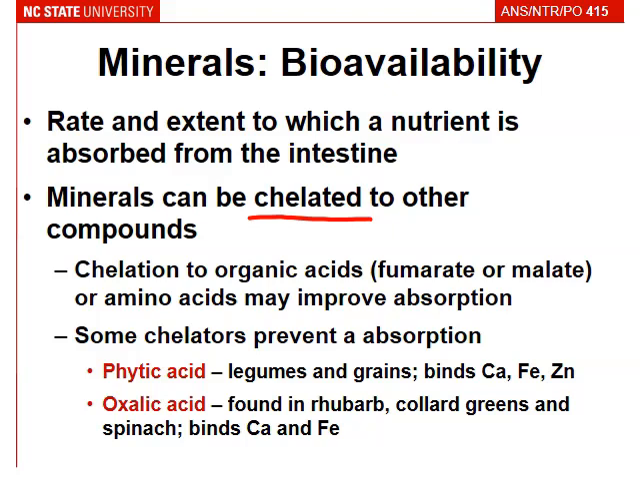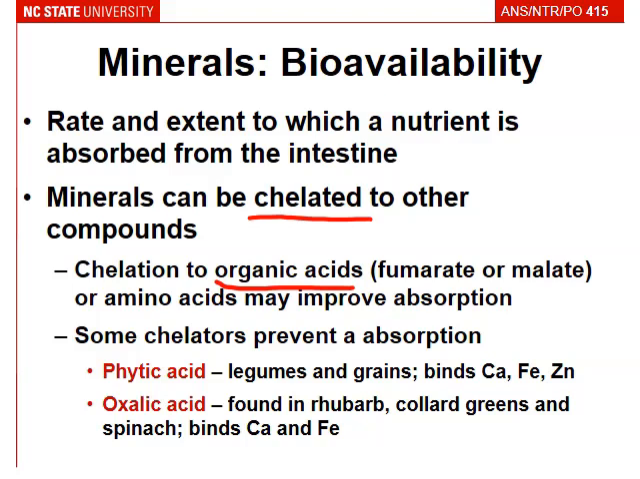And some chelators, such as our organic acids, specifically fumarate or malate, or amino acids, actually improve the absorption of the mineral. So, for instance, to improve your iron absorption, it's good to have orange juice. The citric acid, for instance, is going to improve the absorption of the iron. So having orange juice with your bacon and eggs in the morning is better than having milk with your bacon and eggs if you're trying to improve your iron concentration.